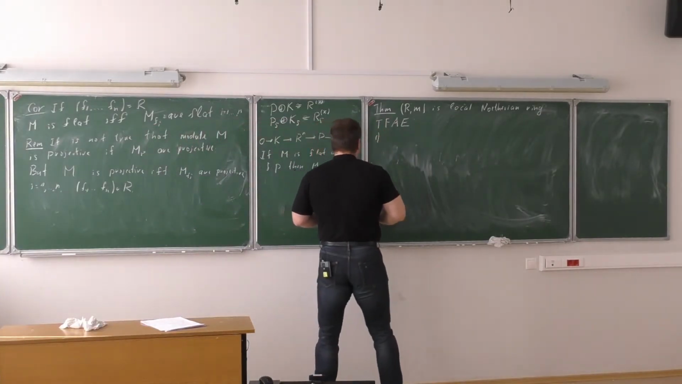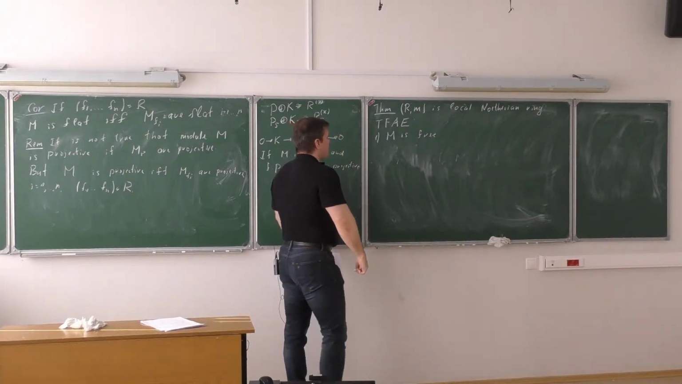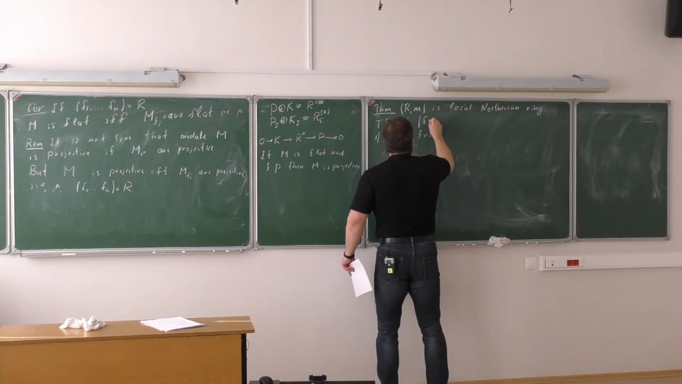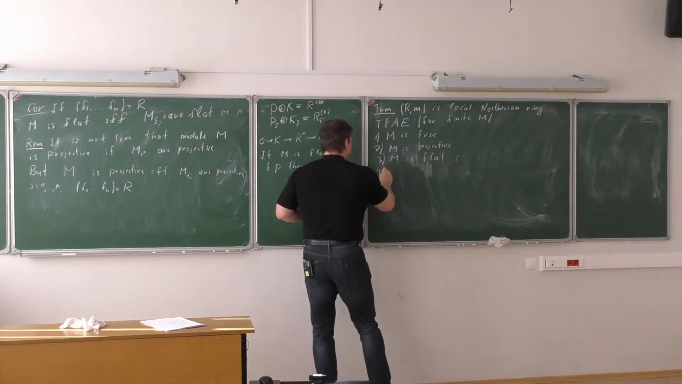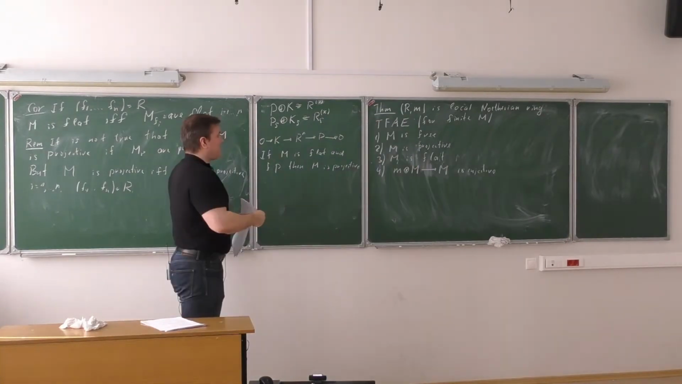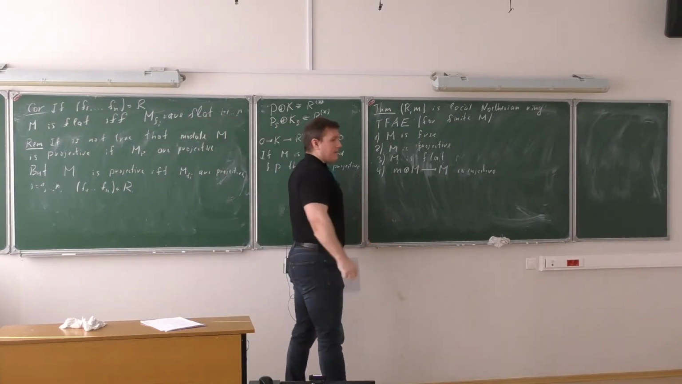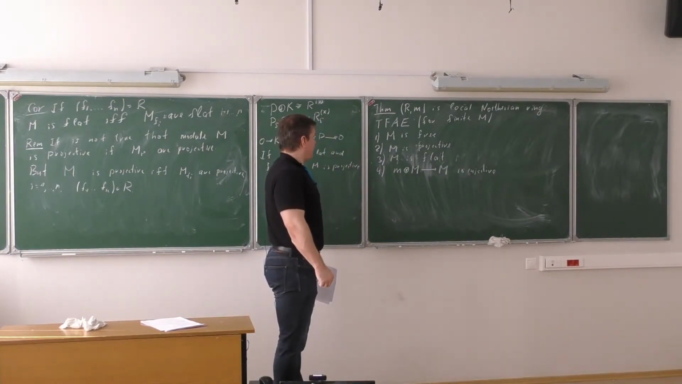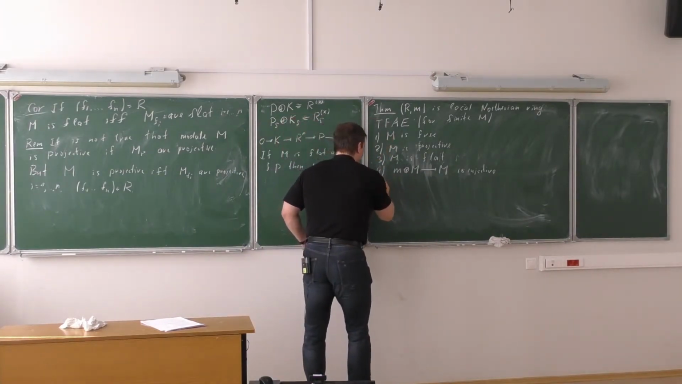The following are equivalent for some finite module M. First, M is free. Second, M is projective. Third, M is flat. And fourth, the canonical map from m tensor M to M is injective, where m is the maximal ideal. So over a local ring, for a finite module, being projective and flat is the same thing. How does this canonical map work? We are going to see this in the proof.